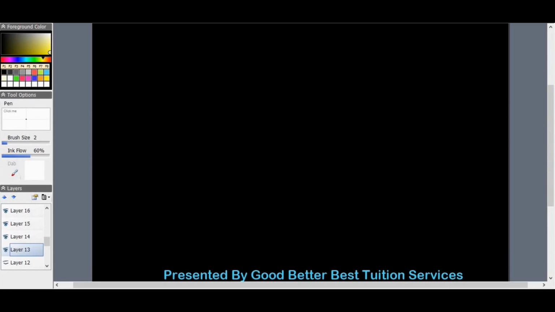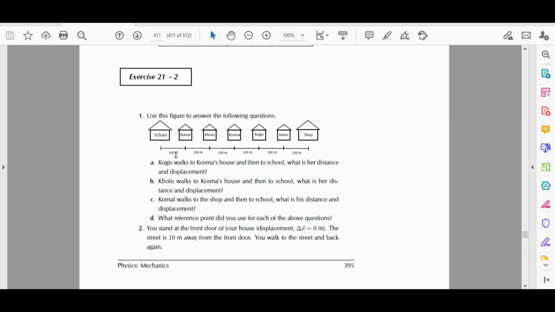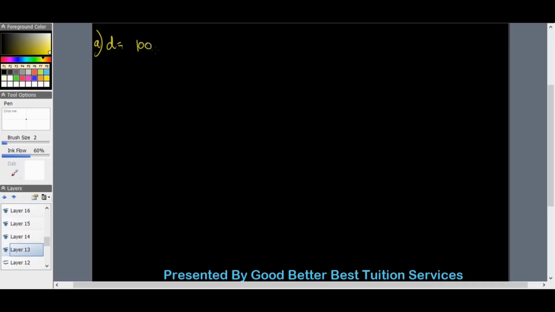So the easy thing to do is to calculate distance first. So we have D, this is for A. If we take where she is, she walks to Cosmo's place. So that's easy. And then to school, what is the distance? First, she walks 100 meters, and then to school there's another 1, 2, 3. So that's 100 meters plus 300 meters, which gives you a distance of 400 meters.